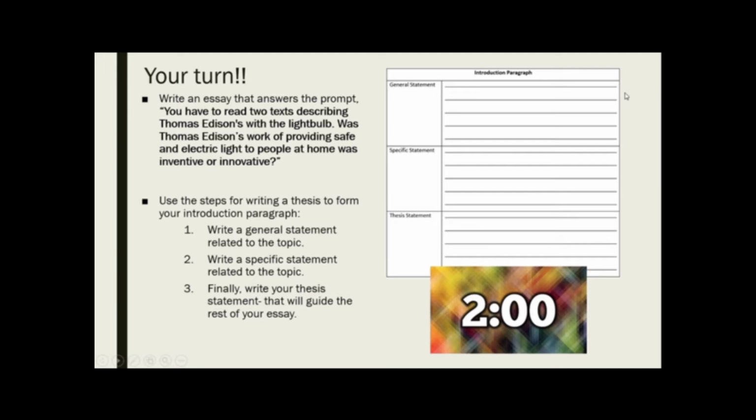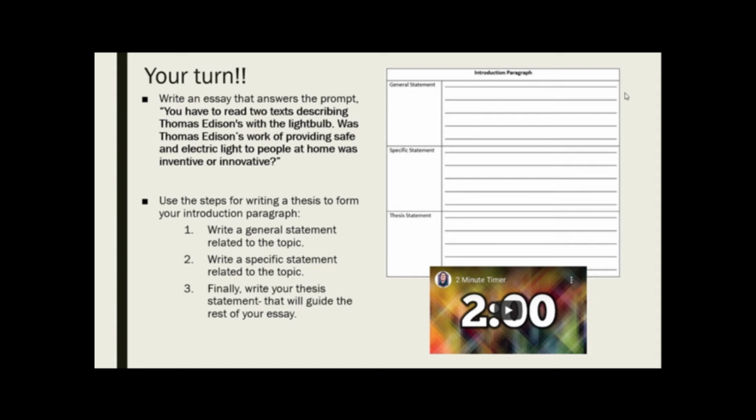You should be writing an essay that answers the prompt. You have read 2 texts describing Thomas Edison's work with the light bulb. Was Thomas Edison's work of providing safe and electric light to people at home inventive or innovative?